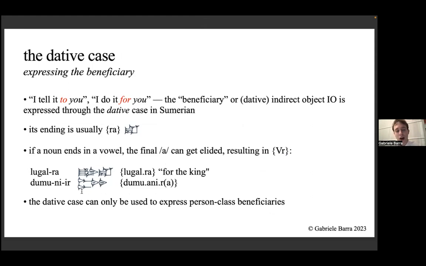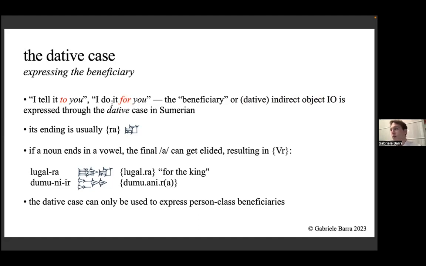So now we can finally talk about the dative. So I tell it to you, or I do it for you. So in English, the two prepositions that the dative goes to explain are to and for. So again, the beneficiary, which we also call the indirect object, or the dative indirect object, because in English it is introduced by a preposition.